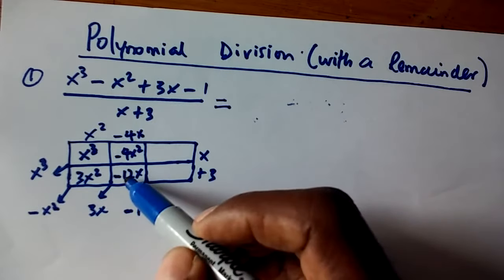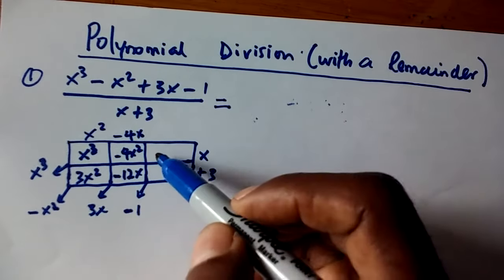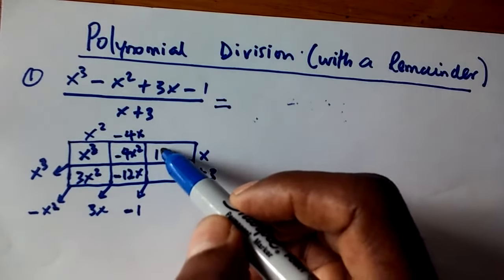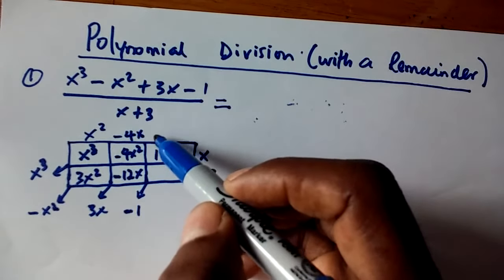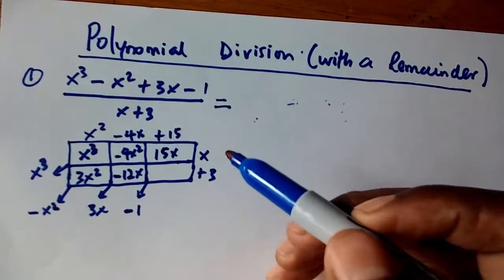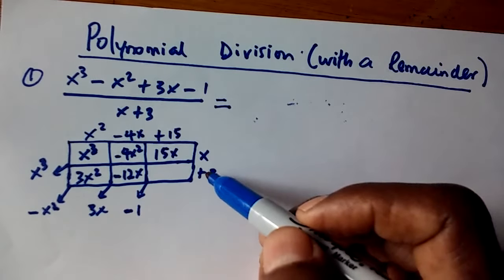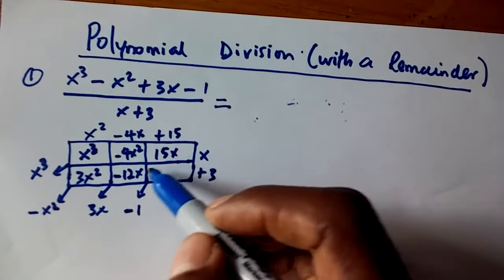And then we're going to add something to -12x to get 3x, and that has to be 15x. When we divide by x, we get 15. And then now we multiply 15 times 3, which is 45.